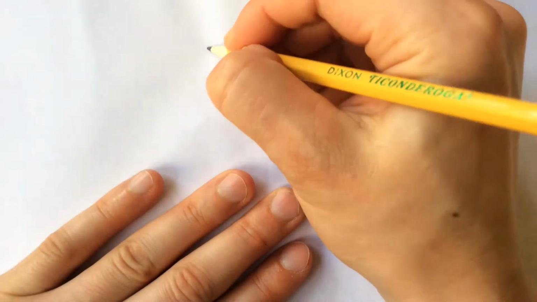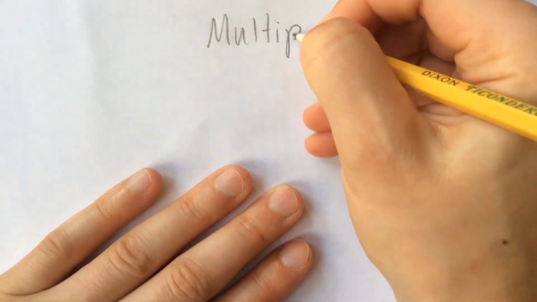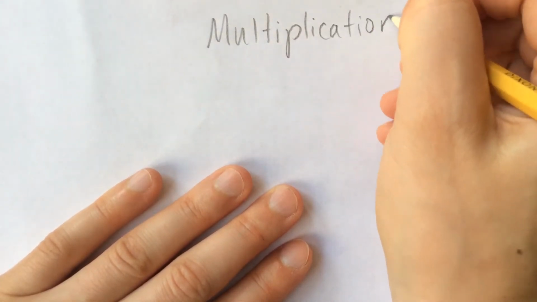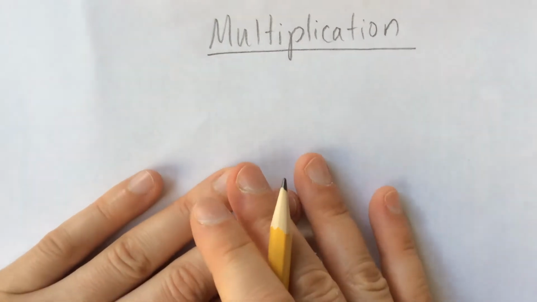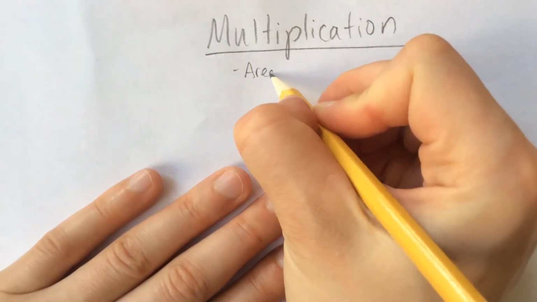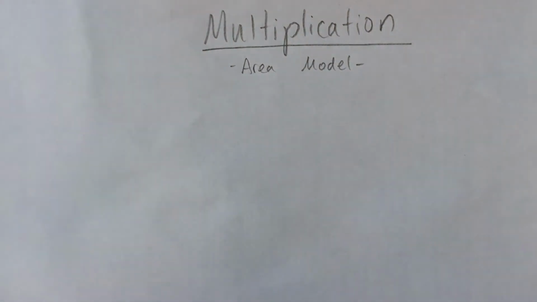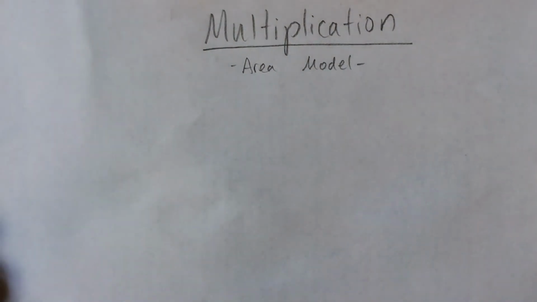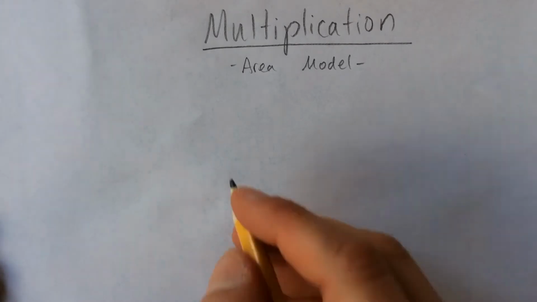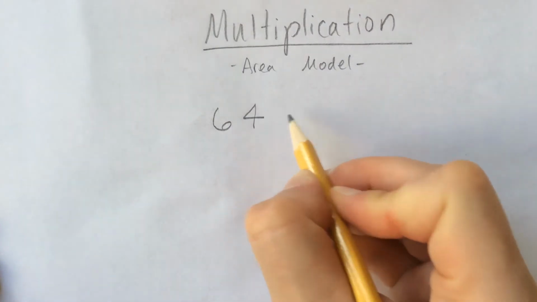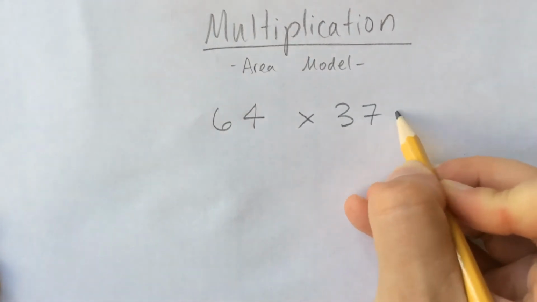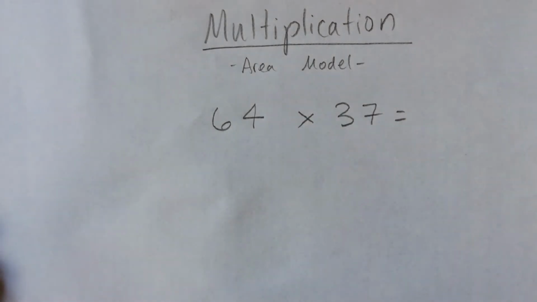Alrighty, so from a request from students, they've been asking for a video on multiplication. This is your multiplication review, and if you'd like, you can even write down here area model. And as an example today, we are going to do the number 64 times 37, okay?